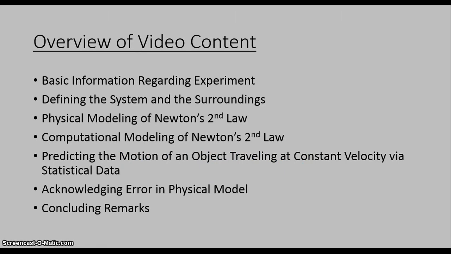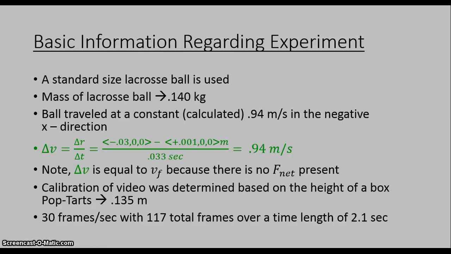Content which will be covered in this presentation includes basic information regarding the experiment, defining the system and the surroundings, physical modeling of Newton's second law, computational modeling of Newton's second law, predicting the motion of an object traveling at constant velocity via statistical data, acknowledging error in the physical model, and last, concluding remarks.